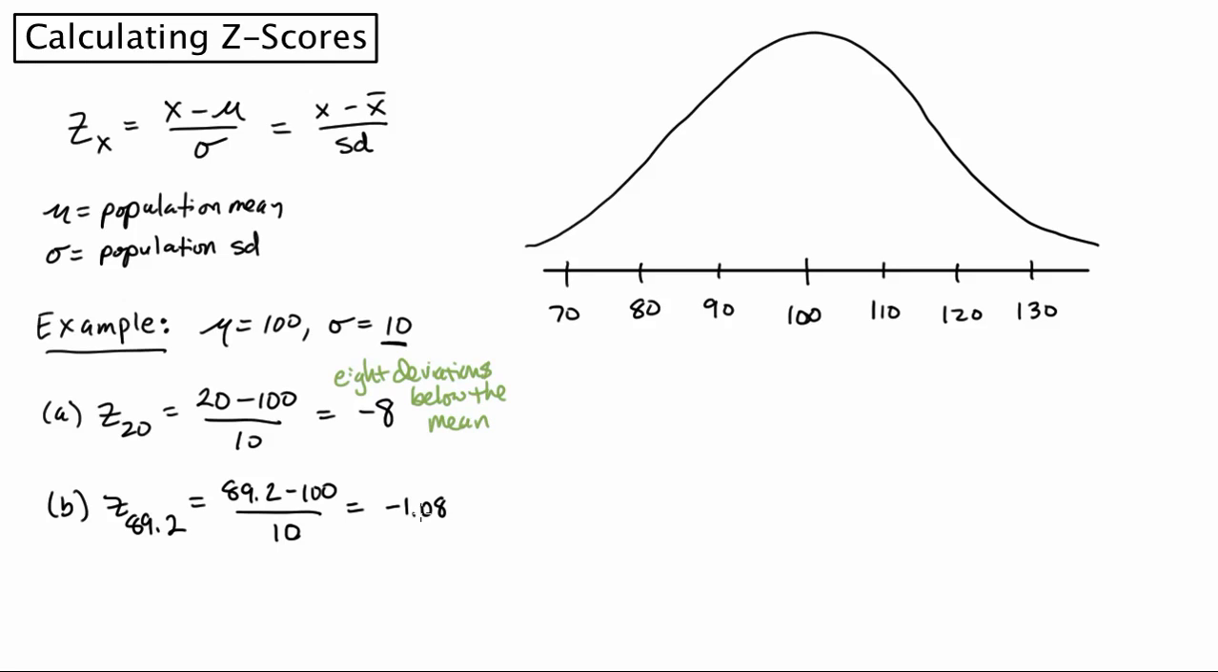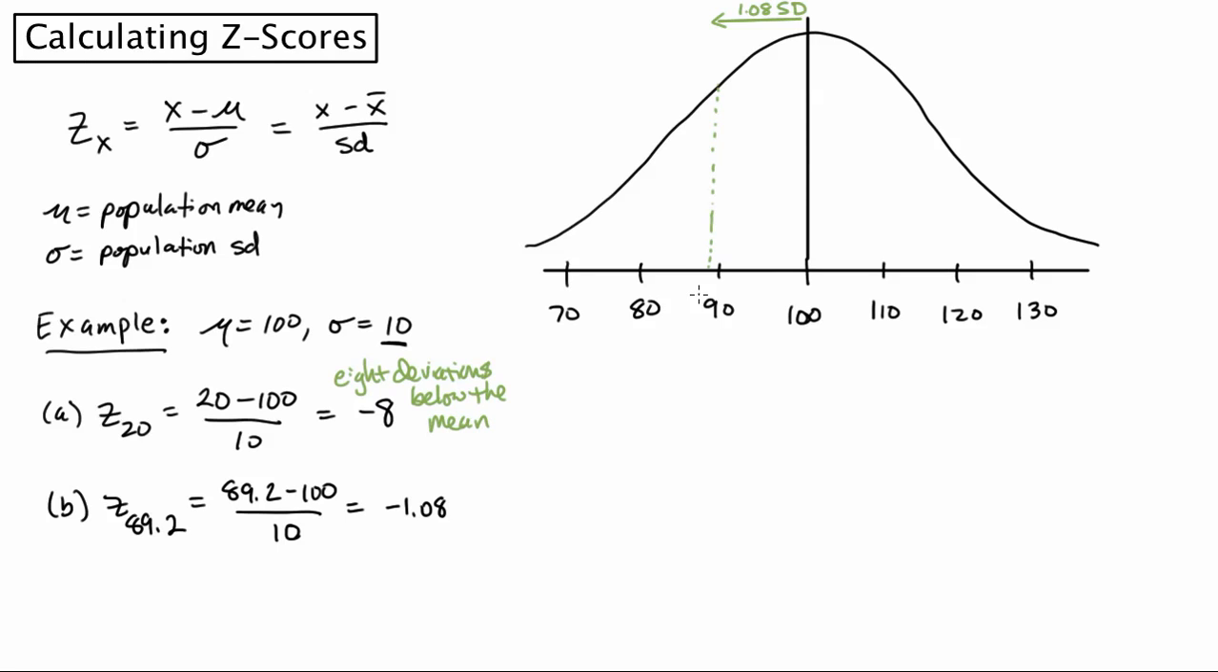On our graph, 89.2 is approximately here. And it corresponds to a z-score of negative 1.08. Now here's the reason for that. All we've done is we've calculated that this distance here is 1.08 standard deviations below the mean. So if you count by standard deviations or count by your tick marks, it's a little bit past the first tick mark below the mean, which is exactly where we find 89.2.